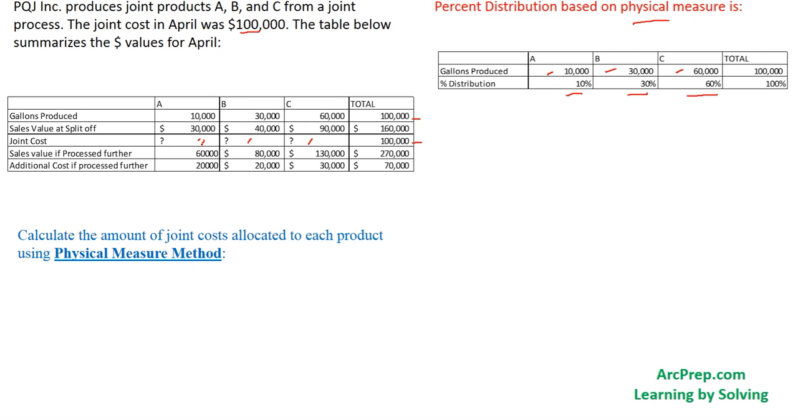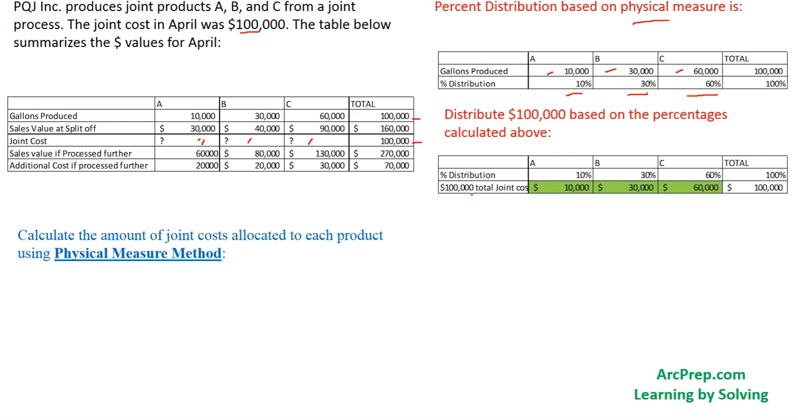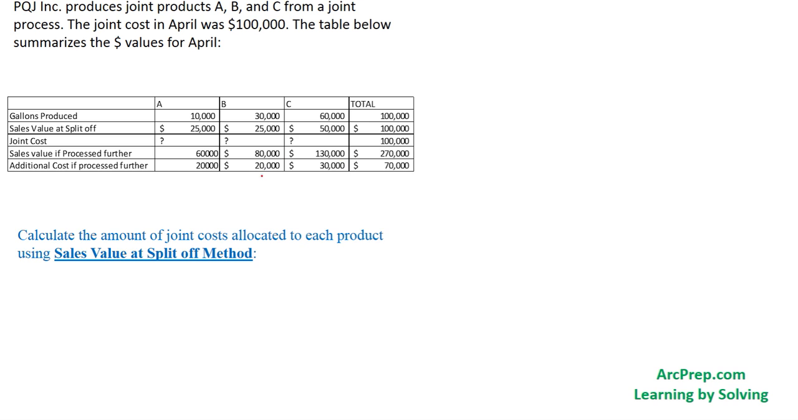10% of $100,000 is $10,000. 30% of $100,000 is $30,000, and 60% of $100,000 is $60,000. Now, what I did essentially was take the physical measure, gallons in this case, and redistribute this $100,000 based on the gallons that we produce. Now, that was the physical measure method.